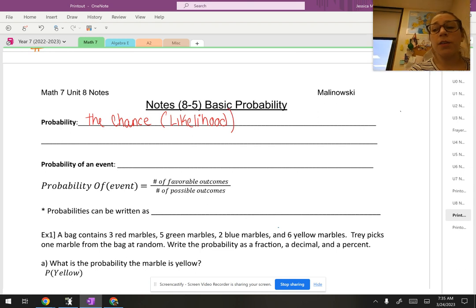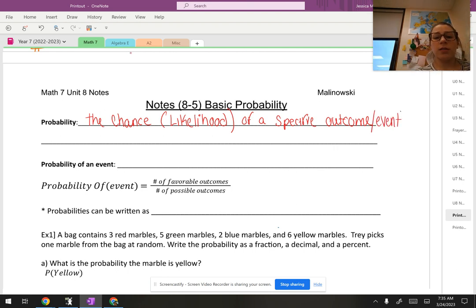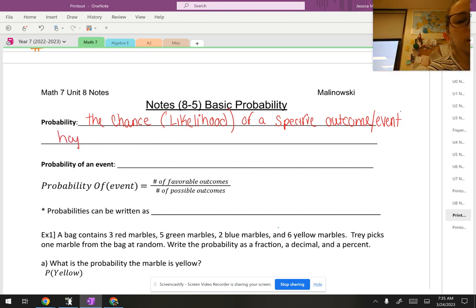about it. The likelihood of a specific outcome or event, the chance or likelihood of a specific outcome or event happening.